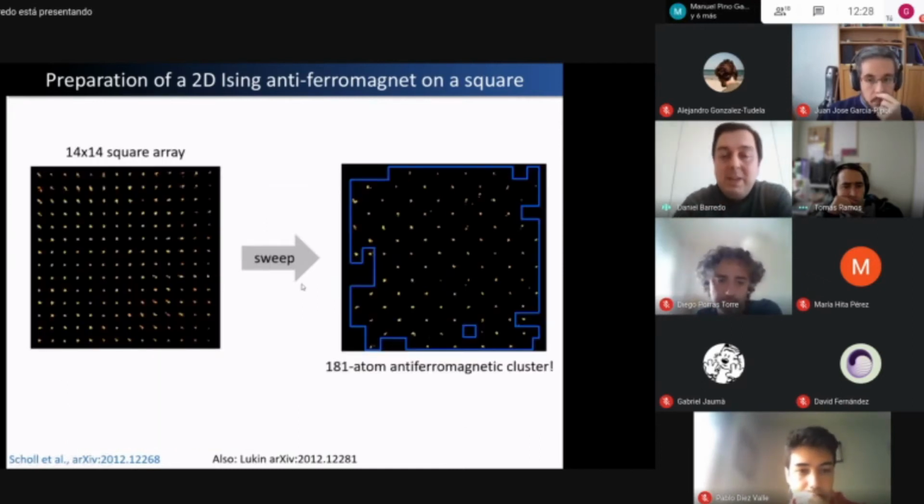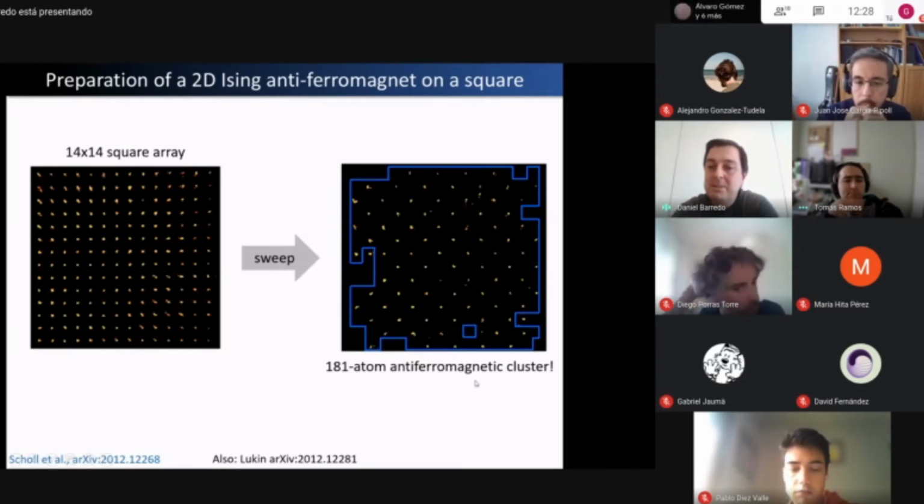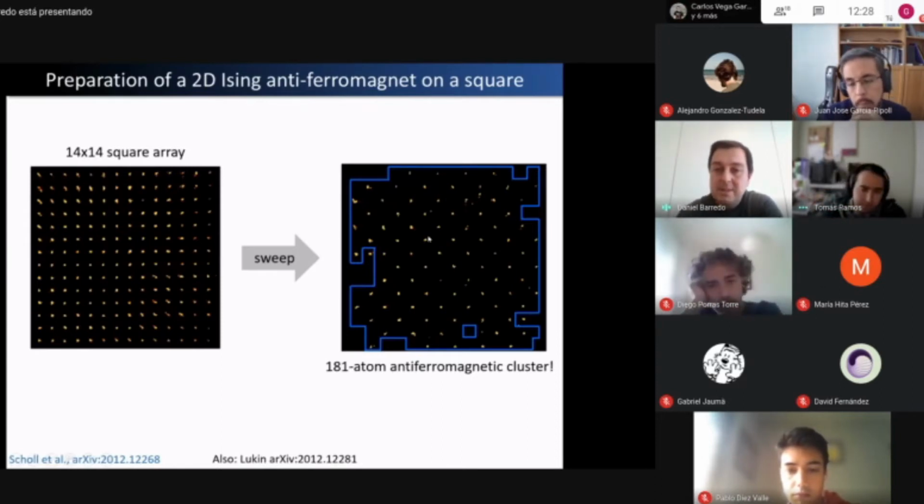Okay, so we can do the same thing with bigger arrays. In this case, we didn't manage to get a perfect shot, but we can very easily find bigger clusters, like the one that I'm showing you here: a 181 atom antiferromagnetic cluster that we can prepare with this type of sweep.